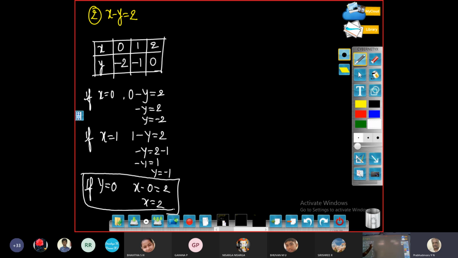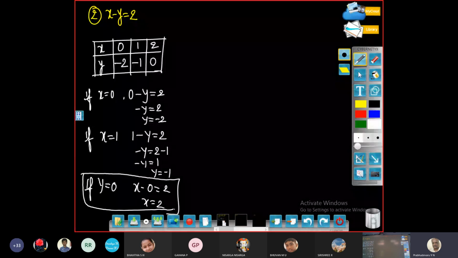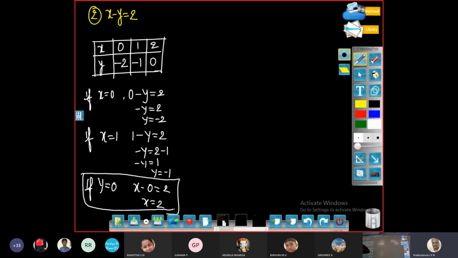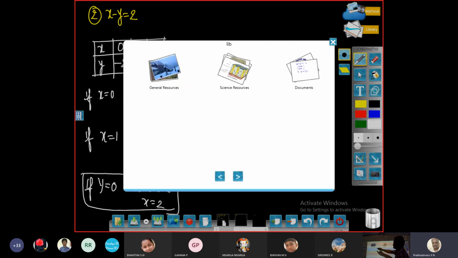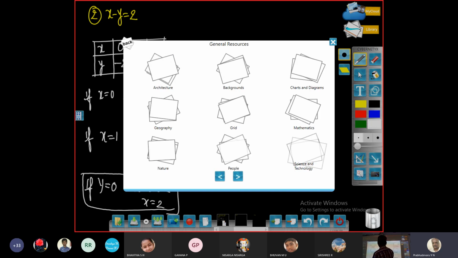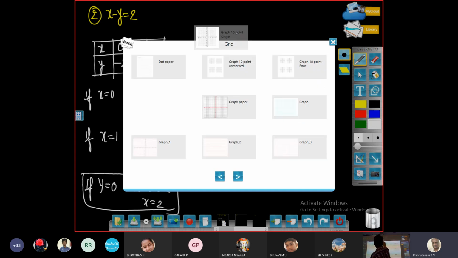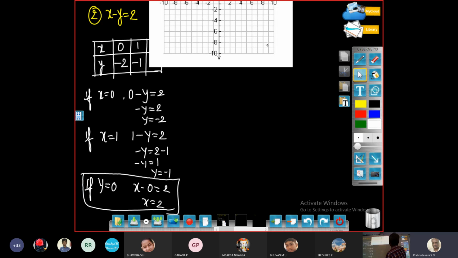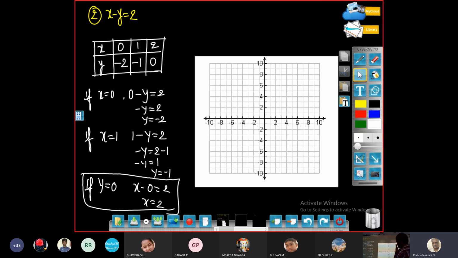The x value goes in the x column itself, and the y value in the y row itself. So when I took y as 0, I substituted in the second row, and you got the value of x as 2, placed in the corresponding place of x. Now you can take the graph sheet. Now this is the graph sheet. Let us locate the points on this.